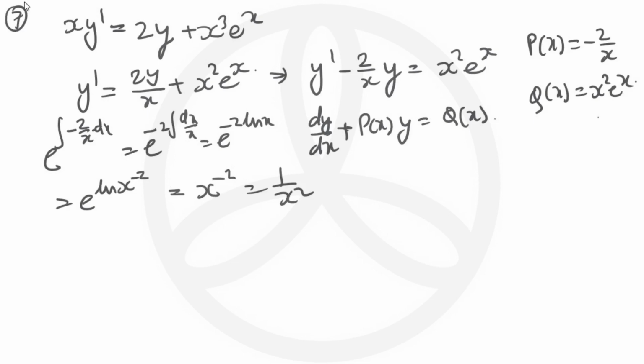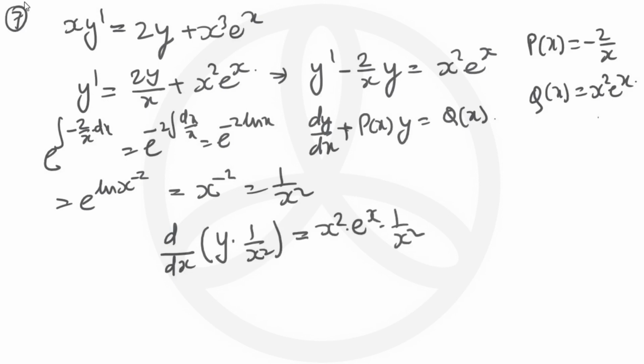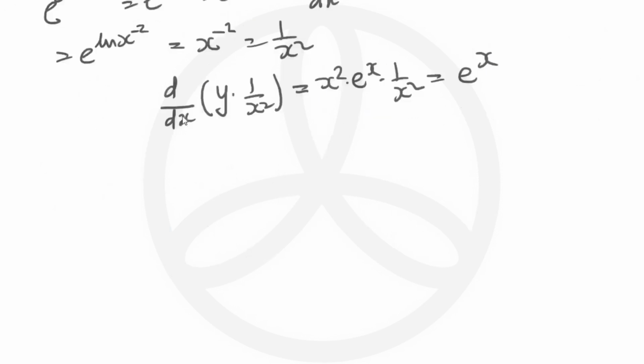Okay. As per the rule, what we have to do is write here d/dx of y, multiplied with the integrating factor, and on the right hand side we also have to multiply with the integrating factor. On the right hand side we simply get e to the power x. Now we have to apply the sign of integration on both the sides.